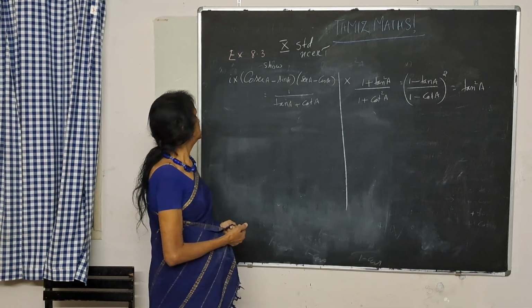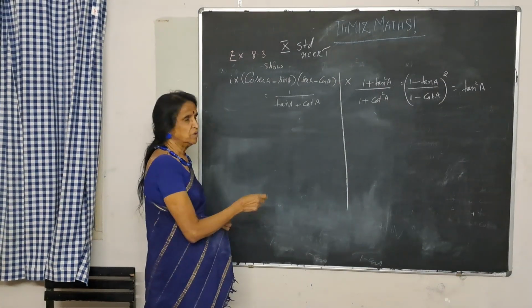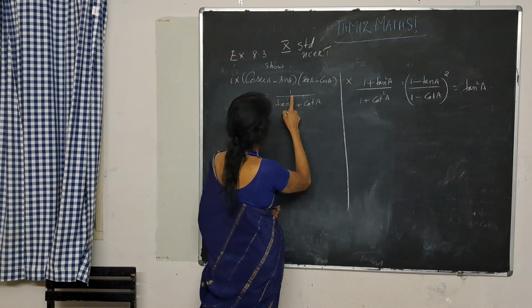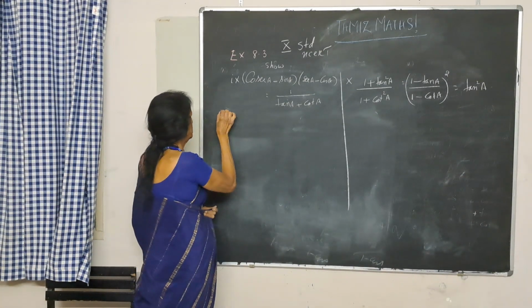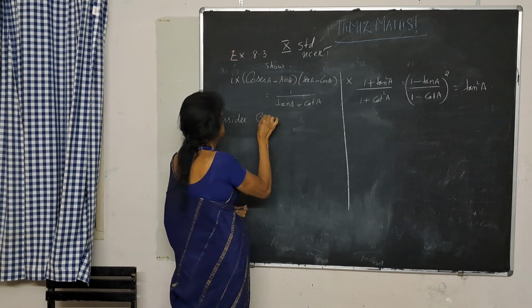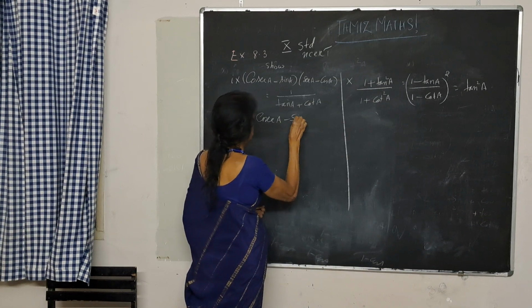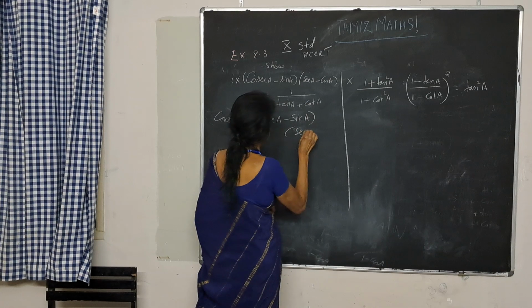Problem number four, two subdivisions. So we go for this subdivision. Show that (cosecant A minus sin A) into (secant A minus cos A) is 1 by (tan A plus cot A). Consider cosecant A minus sin A into secant A minus cos A.